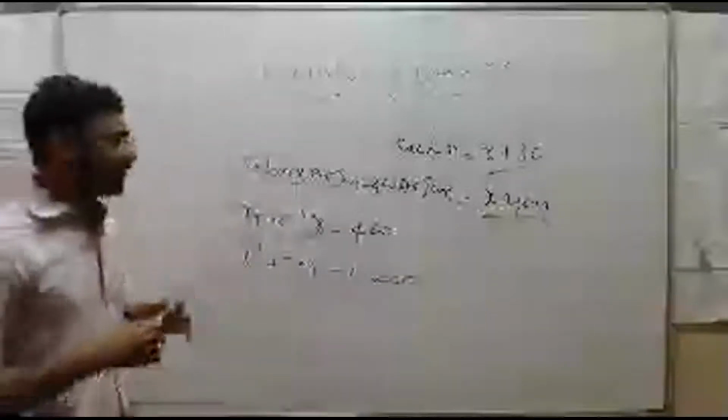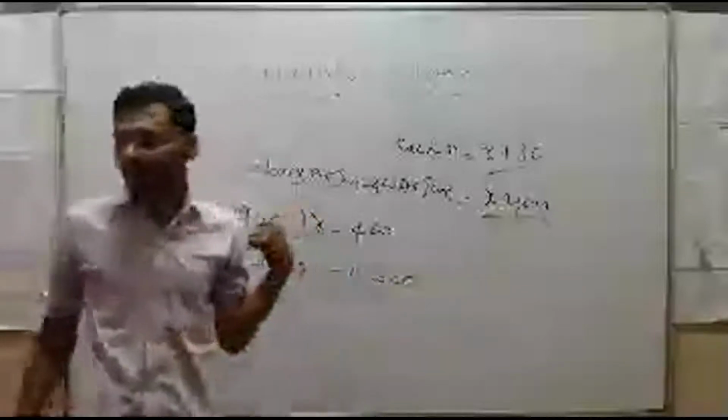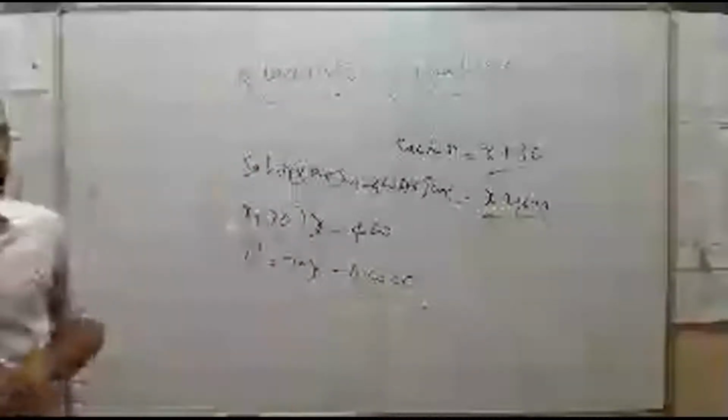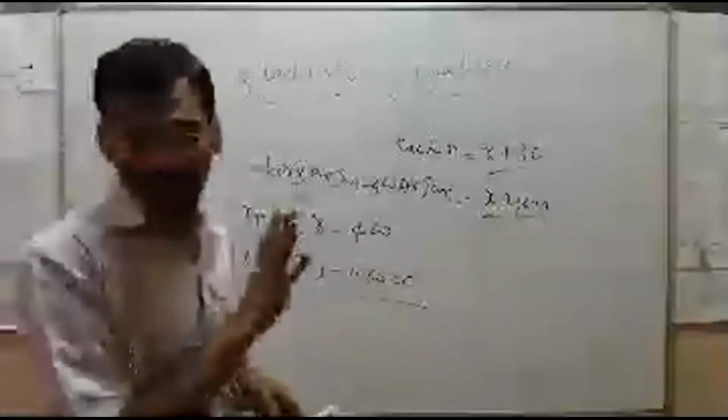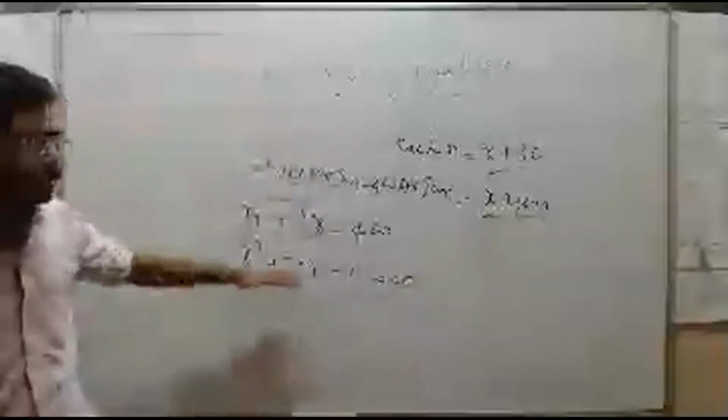Now it is in the form of a quadratic equation, ax square plus bx plus c. The a value, the coefficient of x square, is 1. The b value, the coefficient of x, is 30. The constant term, the c value, is minus 400. Now the situation is in the form of a quadratic equation. Then again we have to solve this quadratic equation.